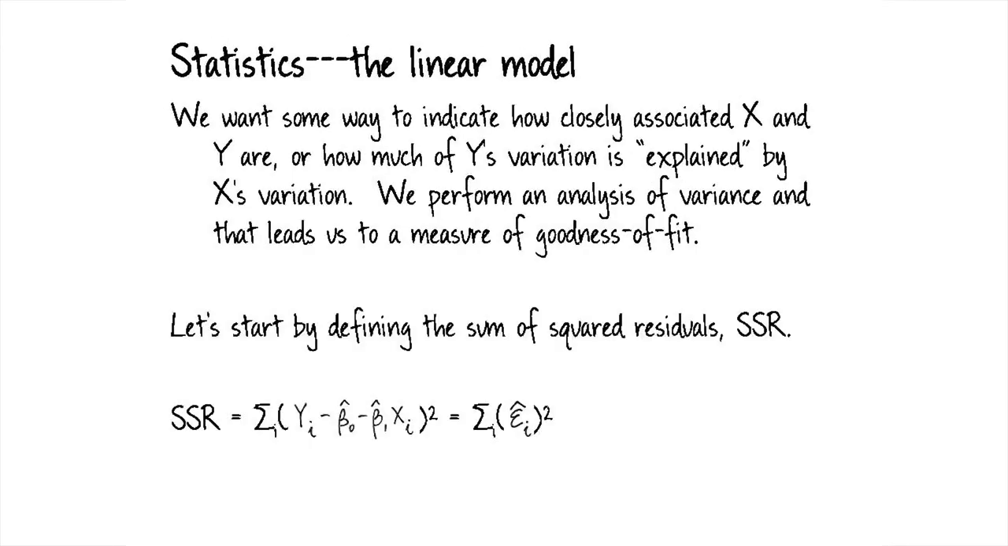Okay, so let's start by defining the sum of squared residuals. We've actually already seen the sum of squared residuals. That's what we were minimizing, choosing beta naught hat and beta 1 hat to minimize. Let's just define this quantity here as the sum of squared residuals. And here's a picture of it. So we calculate each one of these, we square it, and we add them together. That's the sum of squared residuals.